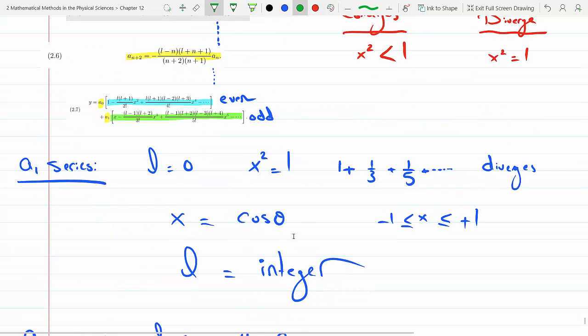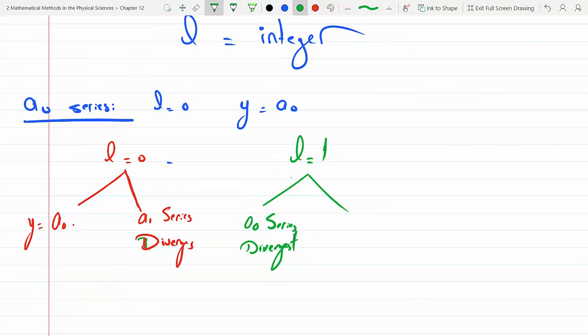Now notice that when L equal 1, the only term that survives is the first term, because every factor has an L minus 1 and those will all go to 0. So we get y equal a1x. So the opposite happened here. The A0 series diverges and the A1 series converges to a1x. If you take any integral L, one series will terminate giving a polynomial, the other series will diverge at x squared equals 1.